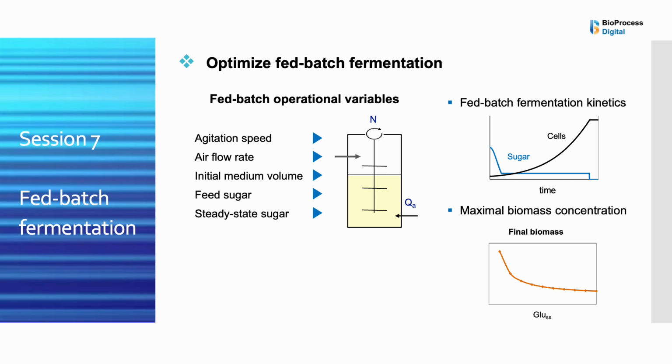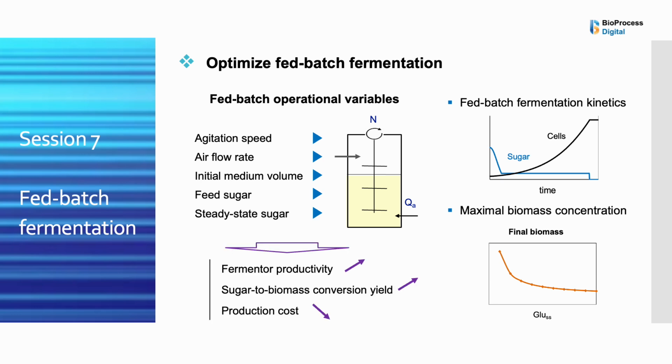Using the scaled-up simulation model, you will investigate how the three key operating variables, initial medium volume, feed substrate concentration, and target steady-state substrate concentration, influence both the transient fermentation kinetics and the final performance of the fed-batch process. Through virtual experimentation, you will identify the optimal operating conditions that maximize fermenter productivity and sugar to biomass conversion yield.